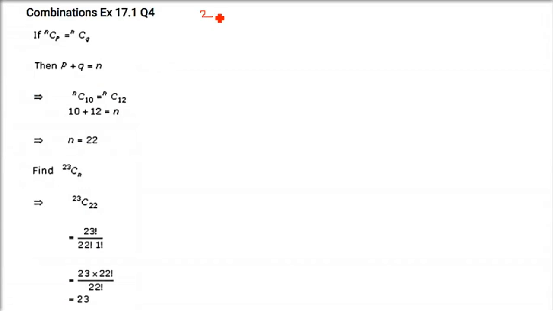Now we have nC10 is equal to nC12, and we have to find 23Cn. So just add them: 10 and 12 is added and it is going to be n. So it will be 23Cn, n is 22, 23C22. We already saw that n plus 1 Cn is what? n plus 1. You can directly write this. This is also a theorem. n plus 1 Cn is n plus 1. This is going to be 23.